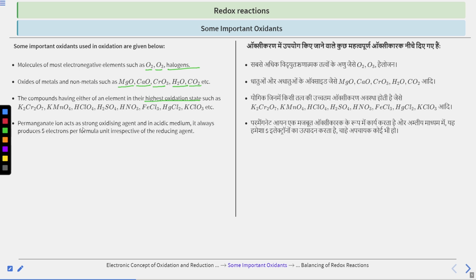Permanganate ion acts as a strong oxidizing agent, and in acidic medium it always accepts 5 electrons per formula unit, irrespective of the reducing agent. So this is also an important point: permanganate ion acts as a strong oxidizing agent and takes up 5 electrons in acidic medium per formula unit, whatever the reducing agent present in the reaction.